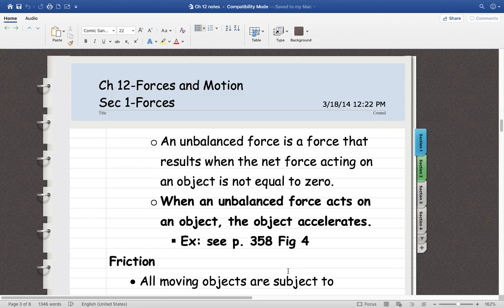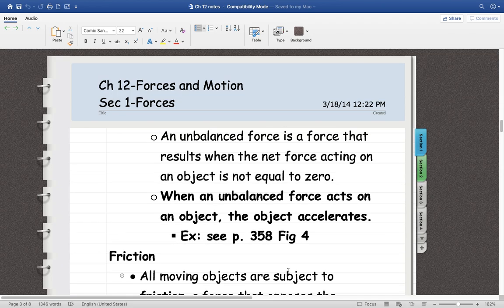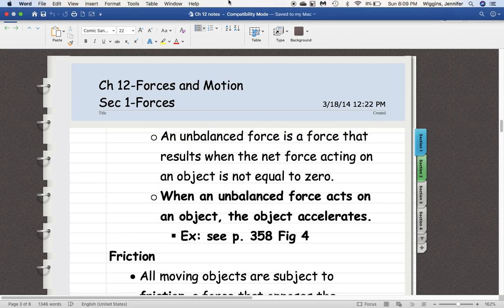Okay? So there's a lot of pictures on this. Please go over those. I'm going to stop right here and let y'all look at all the things and read up until friction. Okay? And then we'll talk tomorrow. Or actually, this is Sunday night, so we'll talk Tuesday.